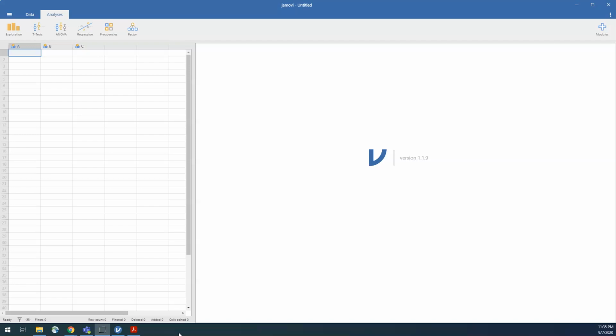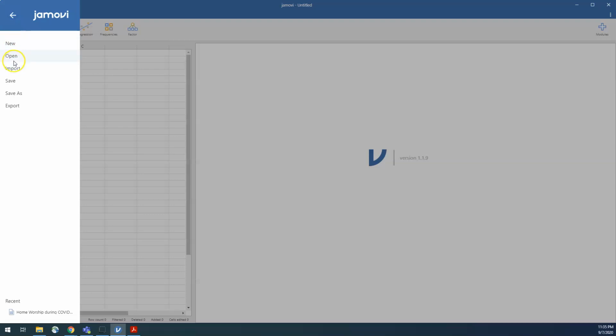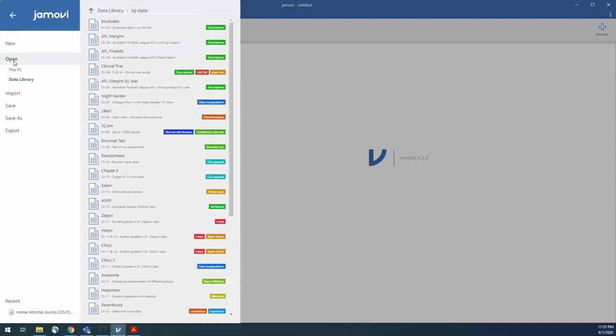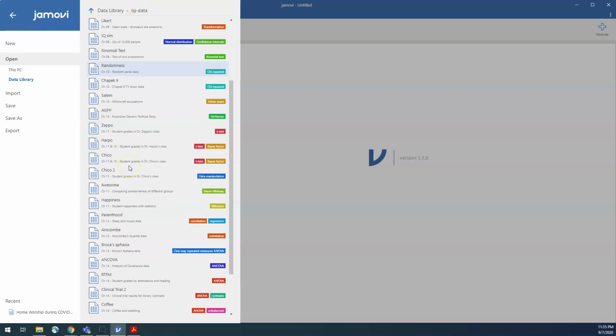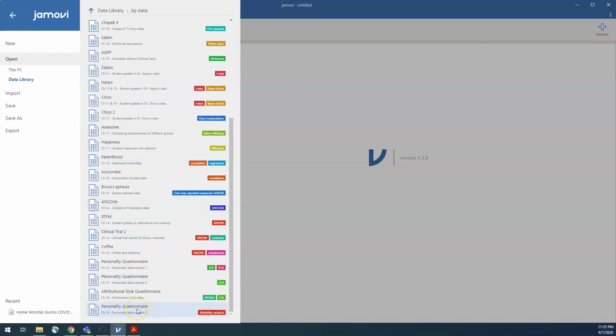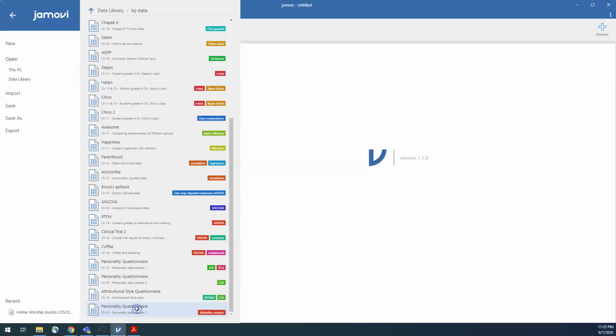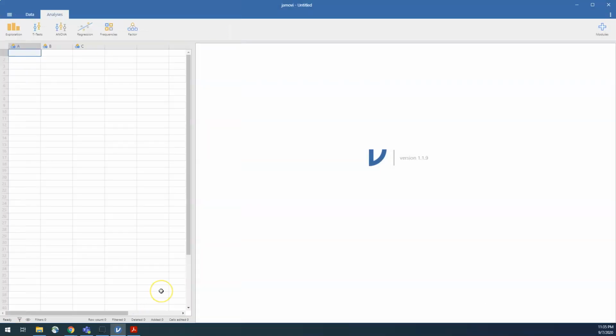And where I'm going to start is by showing the difference between different kinds of means that you can compute in Jamovi. So, in order to demonstrate this, I want you to go first to your menu and open a data file that is included in your data library for this textbook. If you scroll all the way to the bottom, the last one is called Personality Questionnaire. I want you to click on that and go ahead and open that data file.